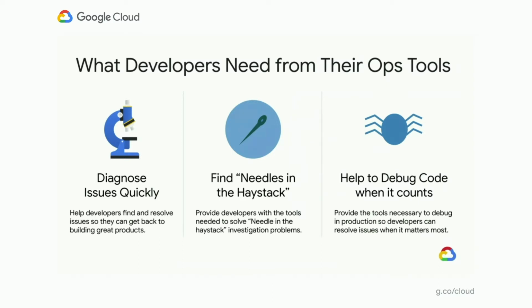Thirdly, not all issues can be reproduced in a development environment. And even if they can be, it's time consuming, and sometimes you need answers quickly. So being able to debug in production is often critical to reducing mean time to resolution and being effective in the cloud.